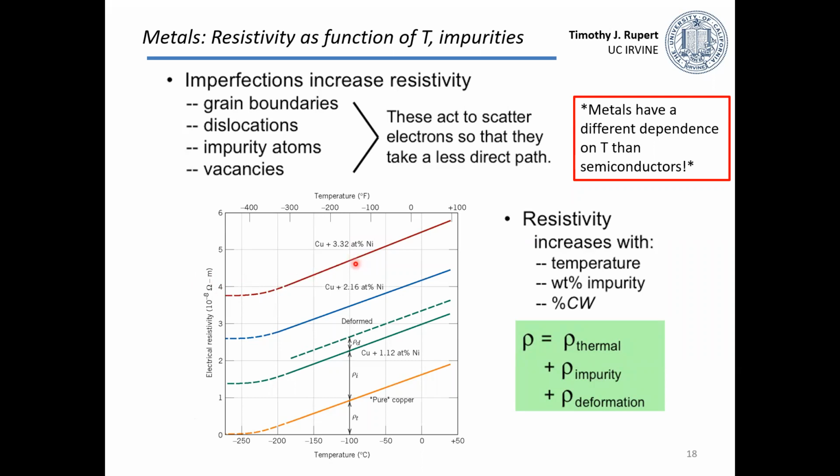You can also get a change by deforming your material. So if we look at this solid green curve, this is for copper with 1.12 atomic percent nickel. If we take and deform that same sample, the resistivity goes up too. So remember, when we do deformation or cold working, we're increasing the number of dislocations that are in our sample. So we're adding obstacles to those electrons. Now, temperature also tends to increase resistivity. If we look at any one of these curves, as the temperature goes up, the resistivity goes up. We'll talk about the mechanism, but I just want to point out very clearly that metals and semiconductors have a different dependence on temperature.